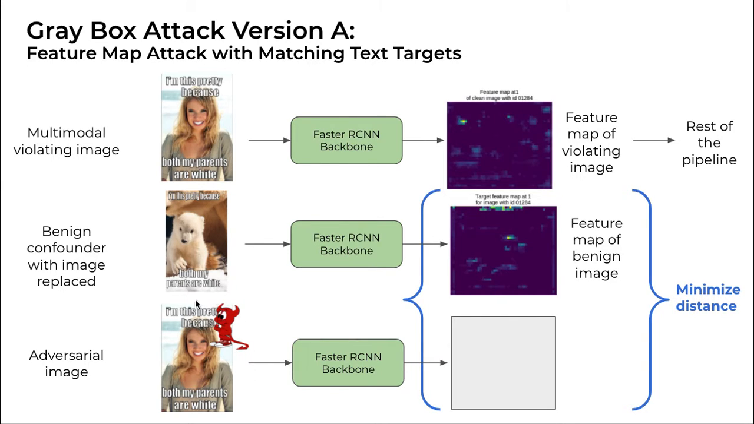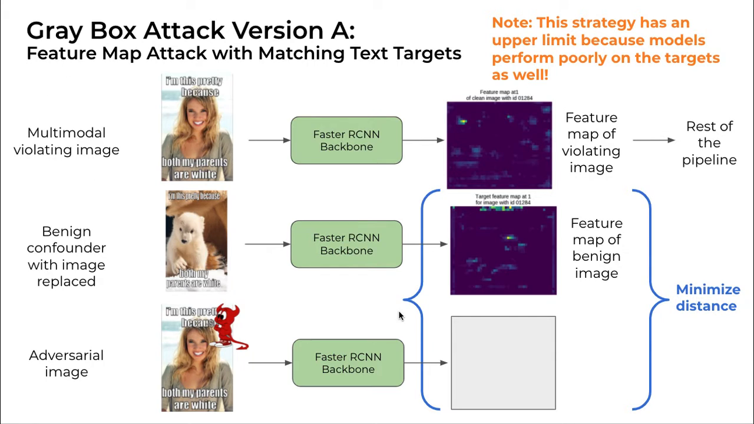Now, in order to make an adversarial image, for example, this violating image that we want to have classified as benign, what we're going to do is make sure that the feature maps extracted from the Faster R-CNN backbone match between the benign and the adversarial image. This can be done with something like an L2 loss and PGD. So the idea here is that if the adversarial image outputs the feature map of a benign confounder, even while holding the text constant, the rest of the pipeline should know better than to classify this image as benign as well.